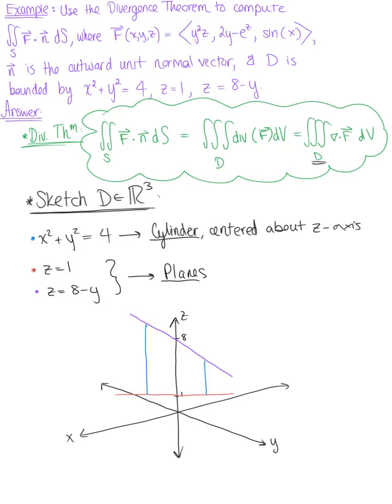Now that we have a general idea of what the shape looks like, we can make this look more 3-dimensional. We want to make sure that we are indicating that this top part is a plane, the plane defined by z is equal to 8 minus y, with the cylinder on the side here. Let's start with the bottom. We have another plane on the bottom defined by where z is equal to 1. And then we also have our cylinder.